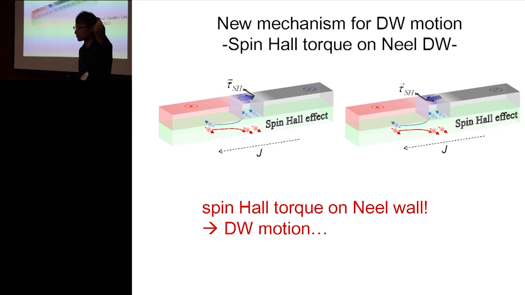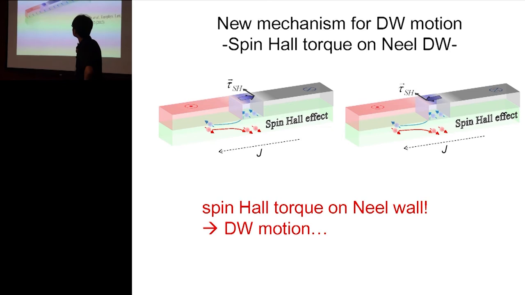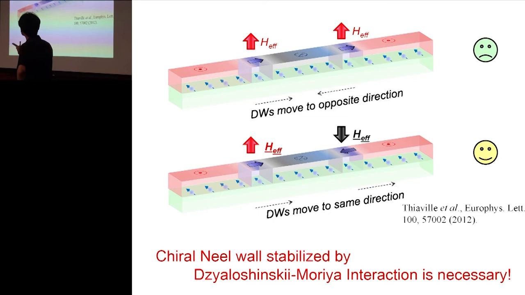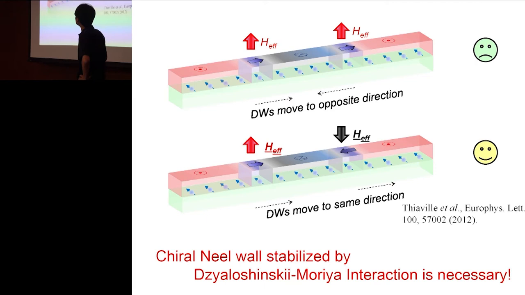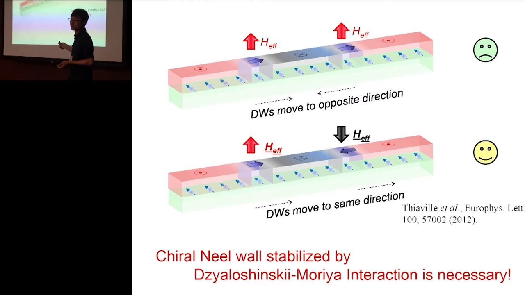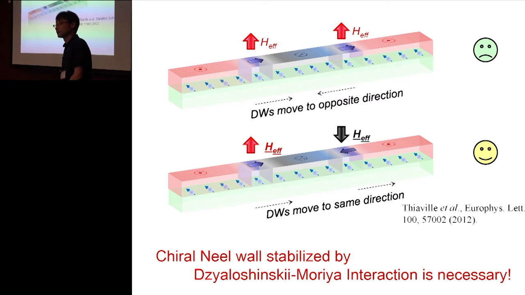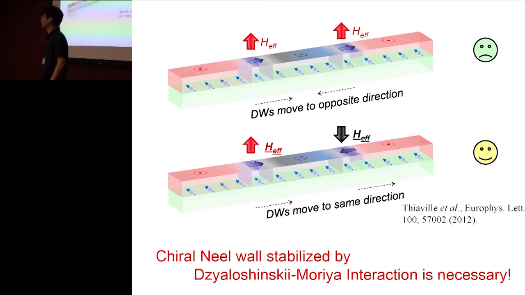However, there's some problem. So please imagine what happens if we have three domains with two domain walls. Here, downward, upward, downward. If the magnetic moment in a domain wall is the same for the two domain walls, then the relative angle between this magnetic moment and injected spin is the same for both domain walls. It means now we have the same effective magnetic field by spin injection. It means now we have an upward magnetic field. This effective magnetic field expands the up region. So, as in the case of application of an external magnetic field, the domains should annihilate each other.